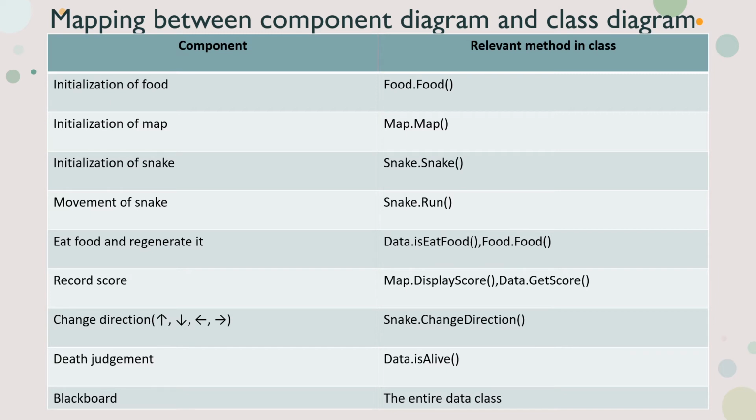Next is the mapping between components and classes. And I think this slide is very straightforward. Those different methods are related to different components, and I just talk about some of them which are more important, like eat food and regenerate components, which are related to the is eaten food method from data class and the food method from food class.